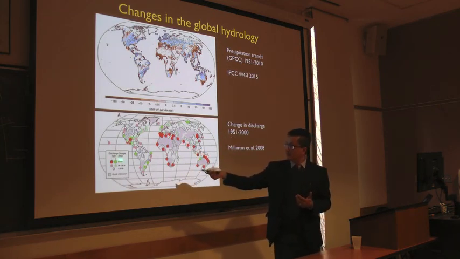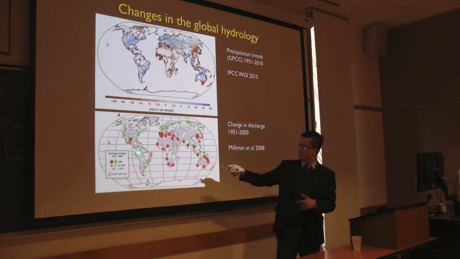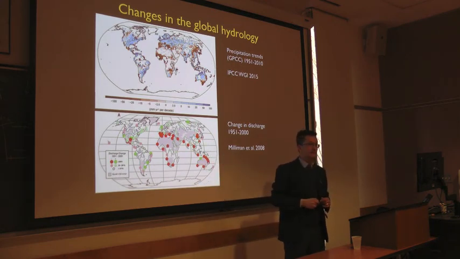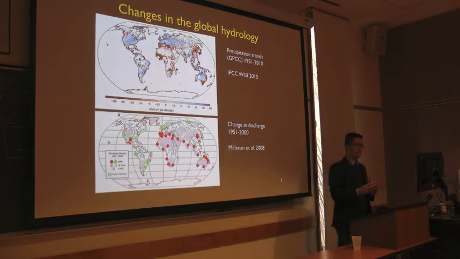Red indicates decreases in discharge, so these areas are decreasing in discharge. The green indicates increases in discharge trends. So again, we see these changes happening particularly over the last 50, 60 years, since 1950, where the data shows.